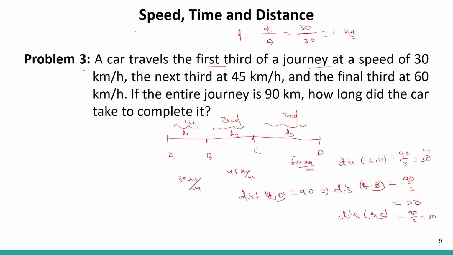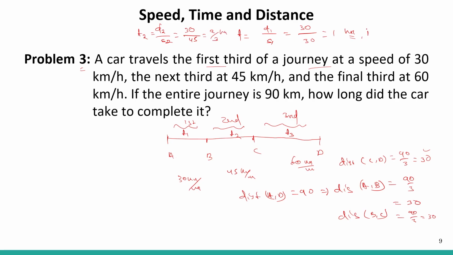Okay. So T2 is equal to what? T2 is equal to D2 by S2. D2 is 30 kilometers, and S2 is 45 kilometers per hour. So it will be equal to 2 by 3 hour.